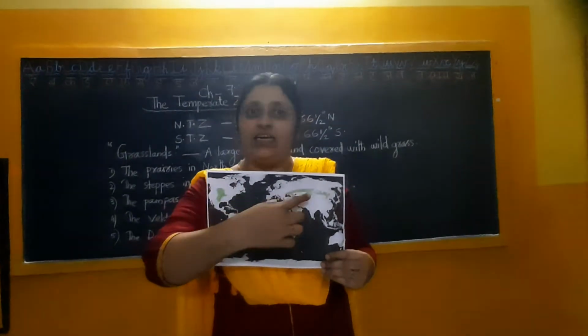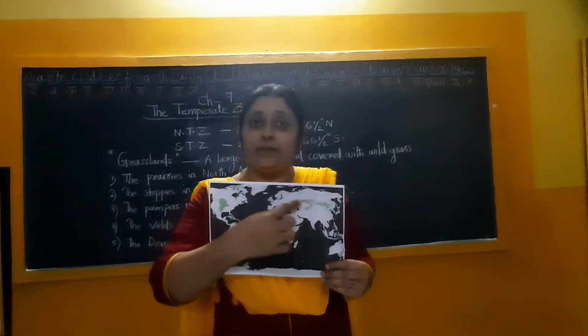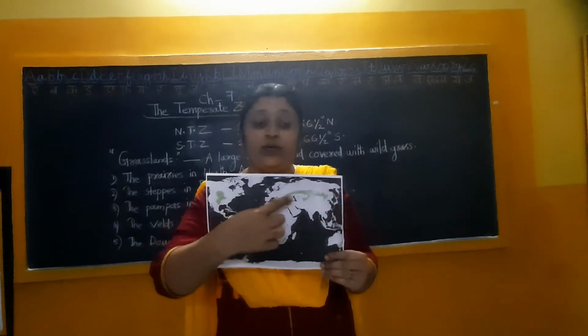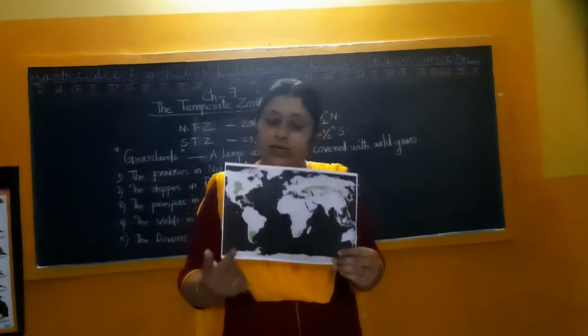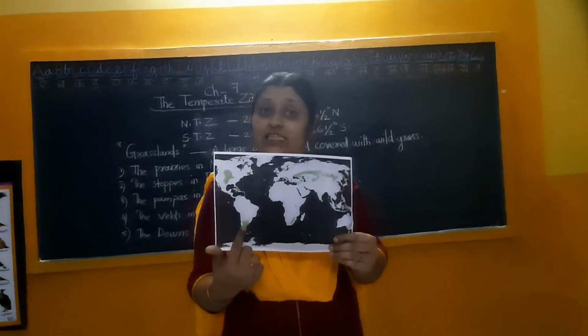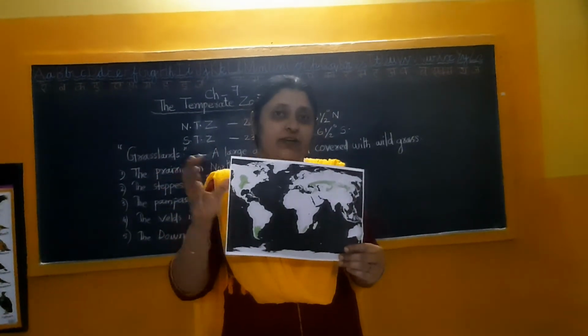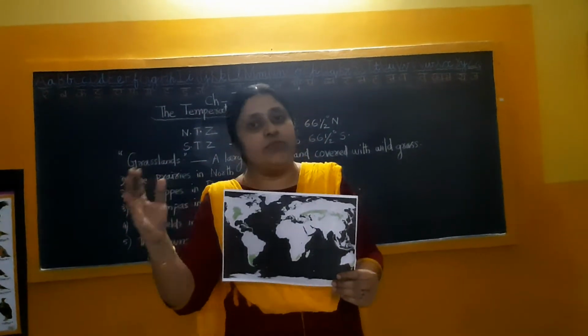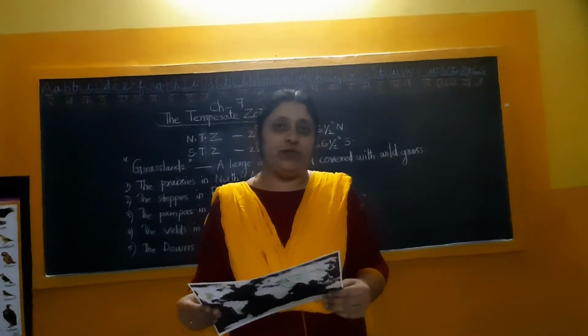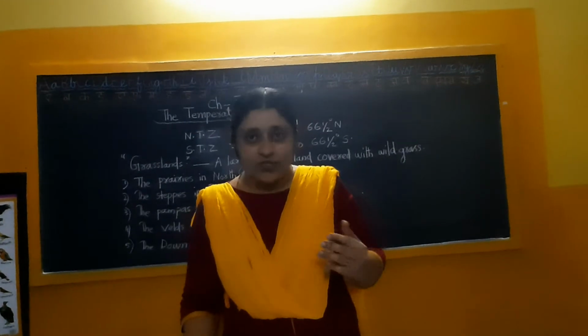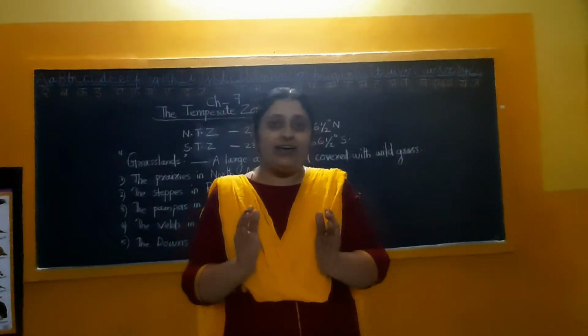Here we can see it is interior to the continent, it is inside the continent. That is why a continental type of climate will be there. But here in the southern hemisphere grasslands, a moderate climate will be there. That means not that much hot, not that much cold. That is a moderate climate. So I hope you all understood this topic about grasslands.